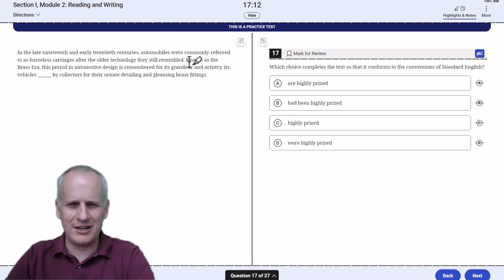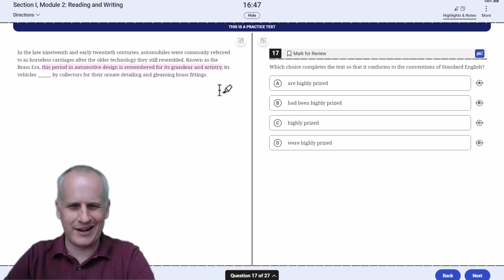We're going to just pick up with what is known as the brass era. The brass era. This period in automotive design is remembered for its grandeur and artistry. So I'm going to highlight this because that's our main clause. And we know it because we've got "this period is remembered." We've got a subject and a verb, and we've got a comma after it. So that means that whatever comes after that comma cannot be its own independent clause.